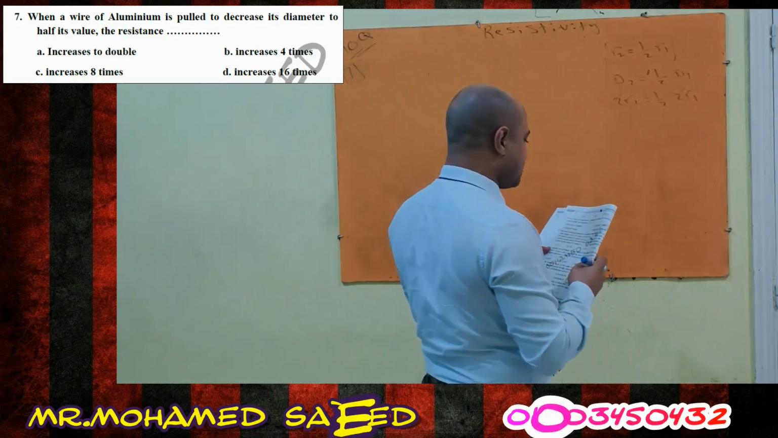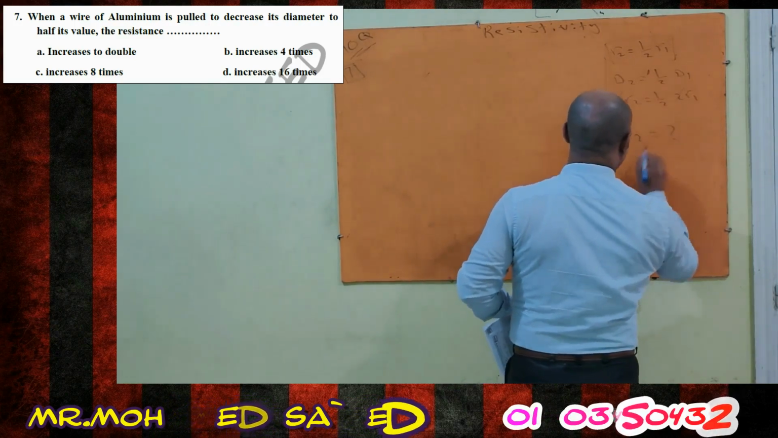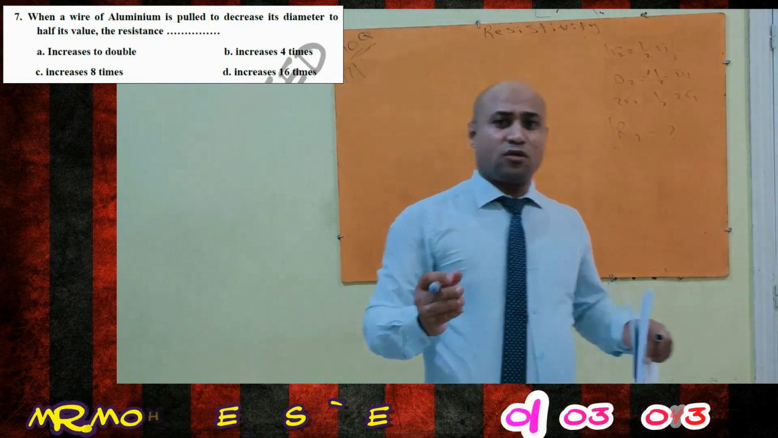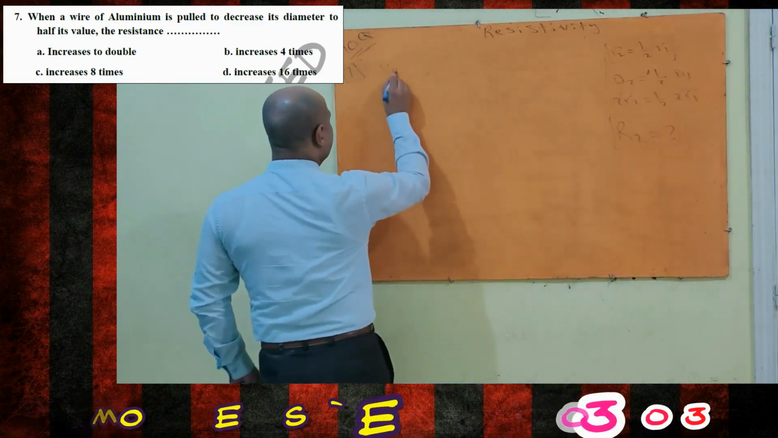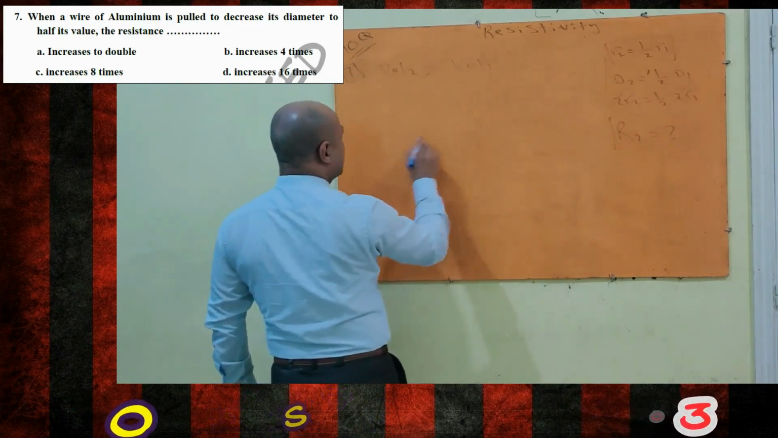The resistance R2 equals what? We said that when the question says stretched or pulled or reshaped, this means that volume 2 equals volume in the first case. Volume equals what? Volume of the wire.